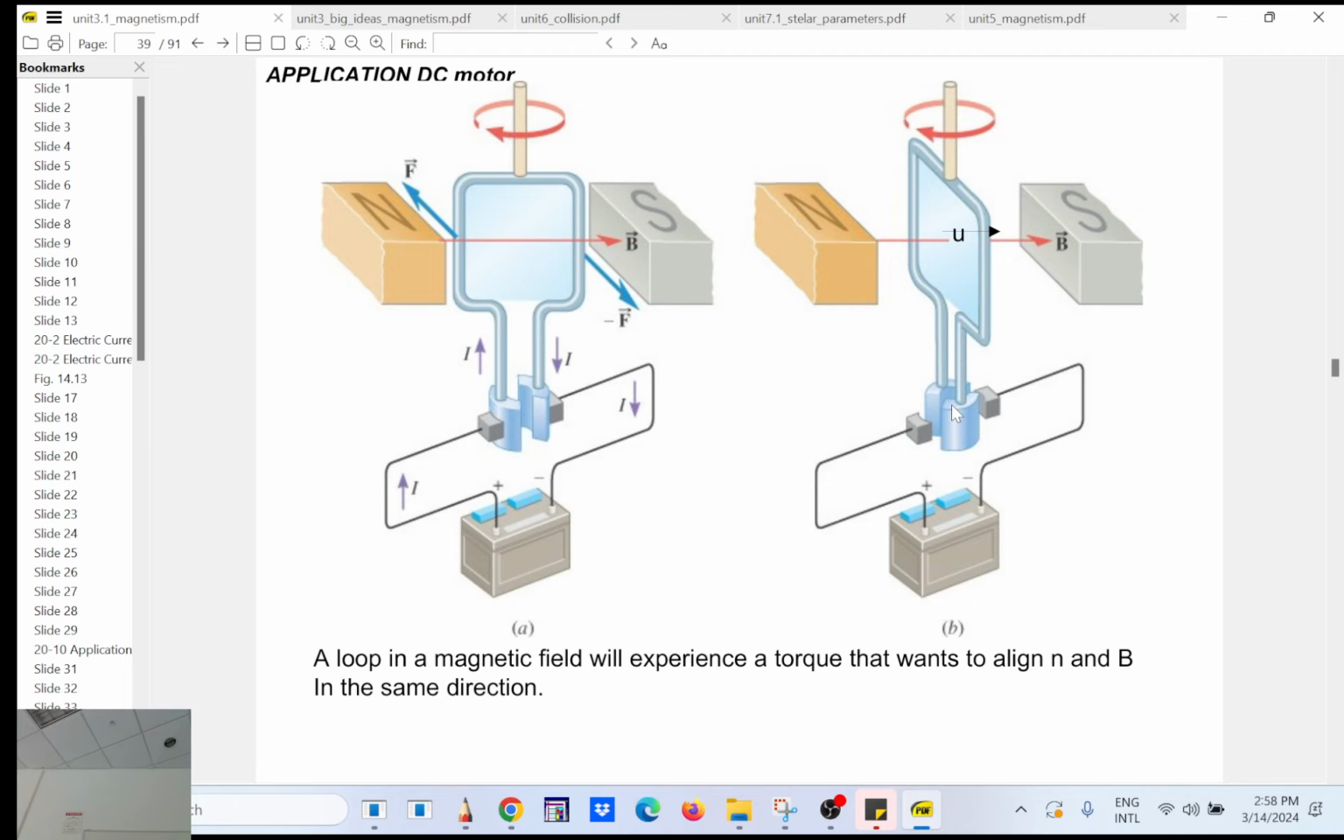So again, what's going on? Once you have current flowing here, it will rotate in such a way to align itself with the magnetic field. But at that point, instead of being stuck, there is a little secret here: this wire is only partially insulated. So at some point it will lose connection because I have some varnish here, so it will keep spinning. So that's the secret behind the motor. So it's a DC motor.